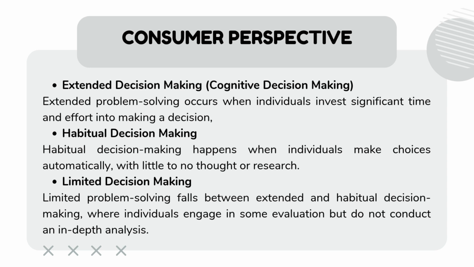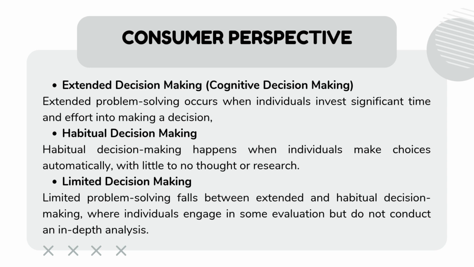Habitual decision-making. Habitual decision-making happens when individuals make choices automatically, with little to no thought or research. These decisions are based on routine, habit, or brand loyalty, requiring minimal effort. Examples include purchasing the same brand of toothpaste or coffee out of familiarity rather than actively comparing alternatives. Since the decision is low risk and repetitive, people rely on past experiences rather than engaging in extensive evaluation.